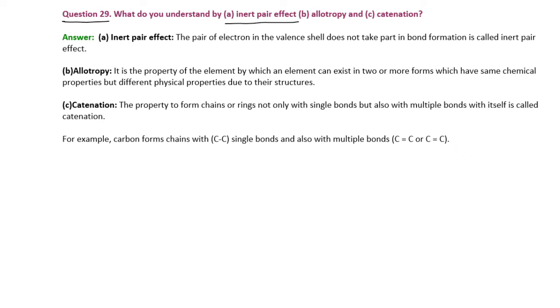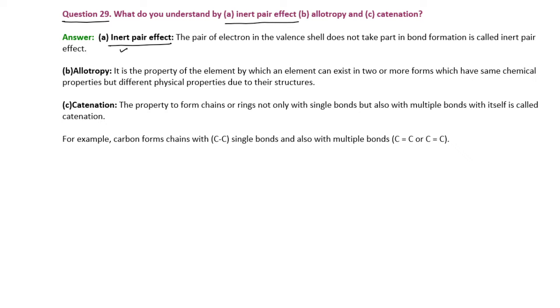Inert pair effect is actually, if there is a question of 1 mark only, you can write that inert pair means one pair becomes inert. The electron pair does not take part in chemical bonding or in bond formation. That is called inert pair effect. Now, what is the cause of this inert pair effect?